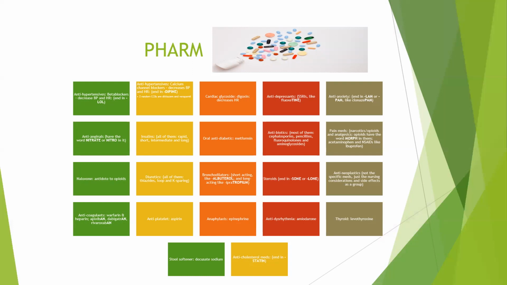Make sure you know your anticoagulants, your warfarin, heparin, okay? Your argatroban, your clopidogrel, Plavix, Xarelto. Know your antiplatelet like your aspirin, your anaphylaxis key medication, your epinephrine, your antidysrhythmics like amiodarone, your thyroid medications like levothyroxine, stool softeners like docusate sodium, and your statins, anti-cholesterol. So again, make sure you go through these classes. Make sure you know what the therapeutic values are.